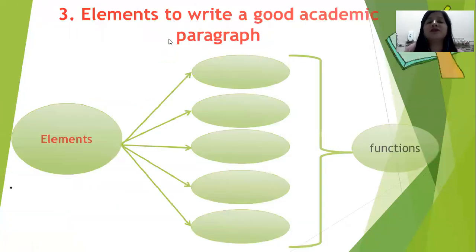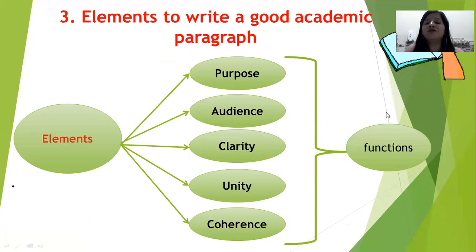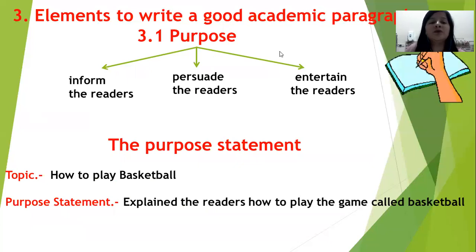Now, I'm going to explain the five elements to write a good academic paragraph. The elements are purpose, audience, clarity, unity, and coherence. I will also explain the functions of each one. As you can see here, the purpose is when we talk about the reasons and also the goals. And the goals are to inform the readers, reassure the readers, and entertain the readers.